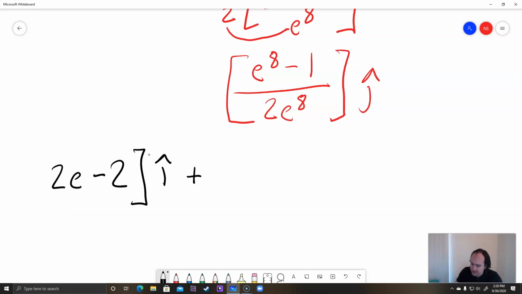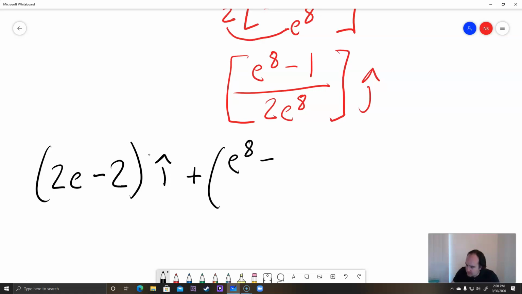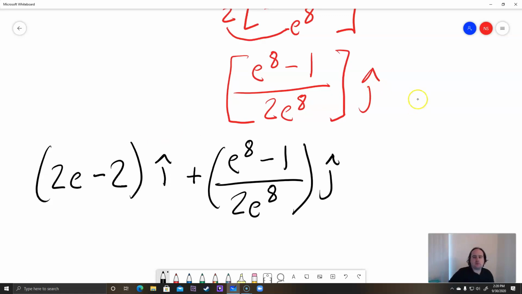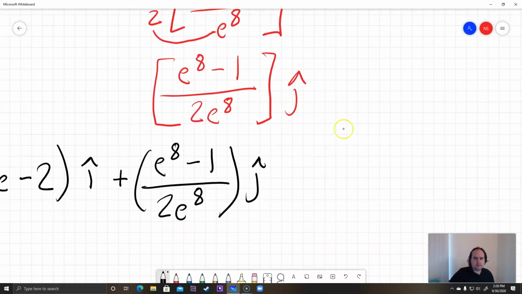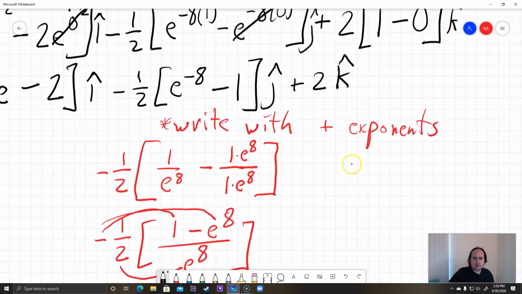By the way, they don't use brackets at the end, they use parentheses. So let me make it be parentheses. So 2e minus 2 times I plus e to the 8 minus 1 over 2e to the 8 times j plus 2k. Right, that's what we got for our last component. Yeah, 2k.